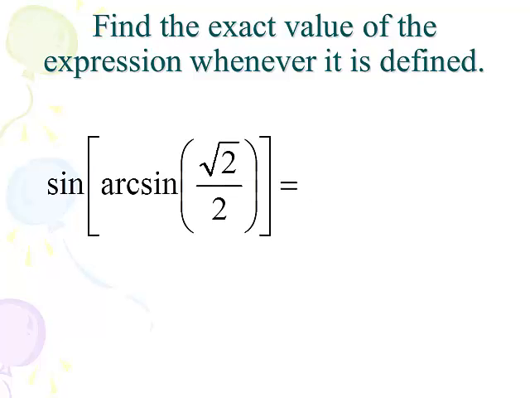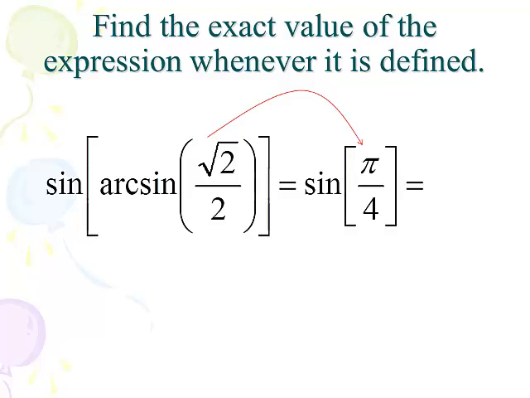All right, what about this one, though? What is the sine of the inverse sine of square root of 2 over 2? So arc sine, arc cosine, arc tangent return an angle. Sine, cosine, and tangent return a ratio or a fraction. So in this case, we're looking for the sine of the angle whose sine is square root of 2 over 2.